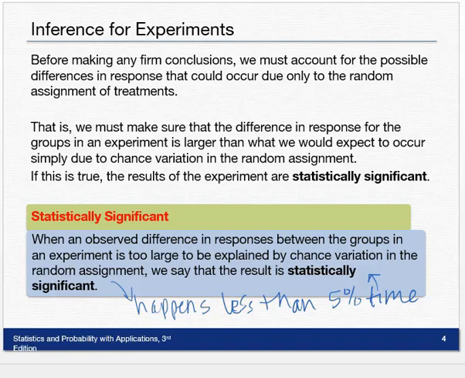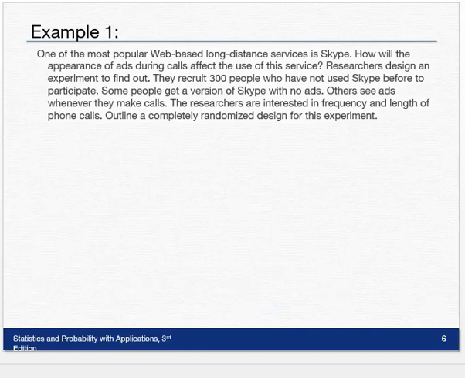So let's look at this experiment again. One of the most popular web-based long-distance services is Skype. How will the appearance of ads during calls affect the use of the service? Researchers design an experiment to find out. They recruit 300 people who have not used Skype before to participate. Some people get a version of Skype with no ads. Others see ads whenever they make calls. The researchers are interested in frequency and length of phone calls. Outline a completely randomized design for this experiment.